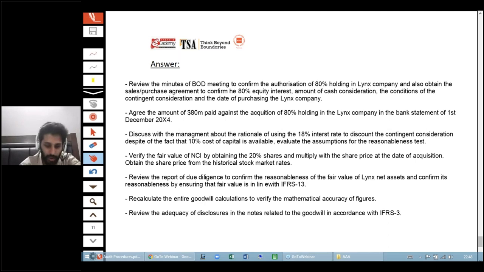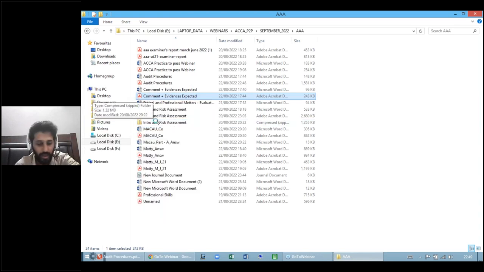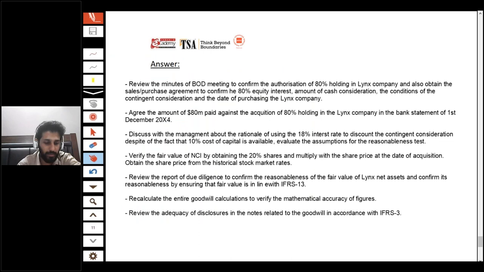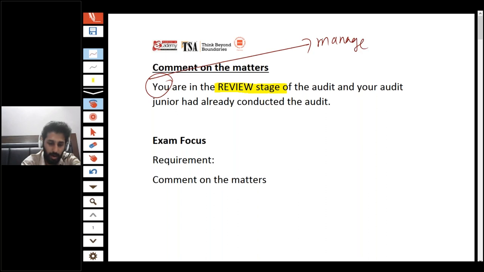So let me open one document, and this document is already attached here as well. Now this is the comment on the matters. You are in the review stage right now, and you are audit manager, right? And this is question 2 and question 3 kind.